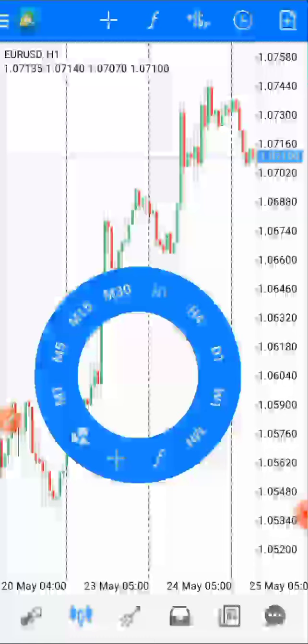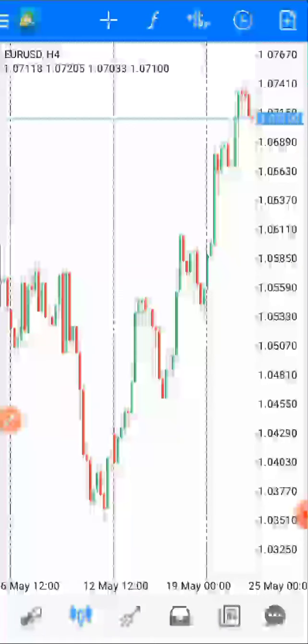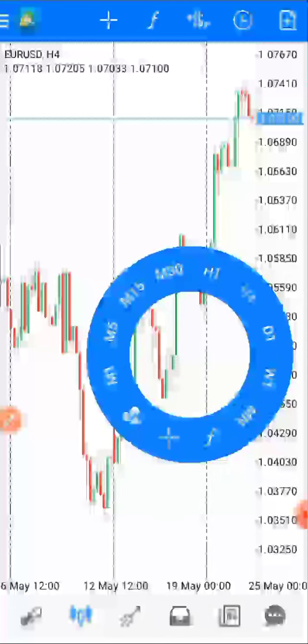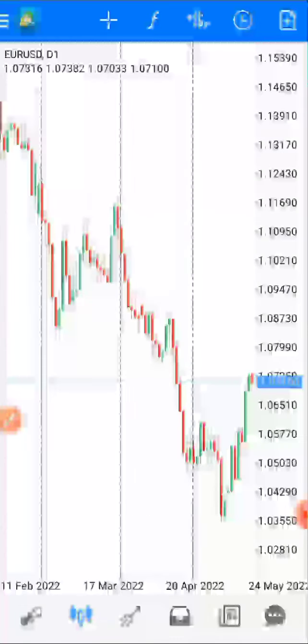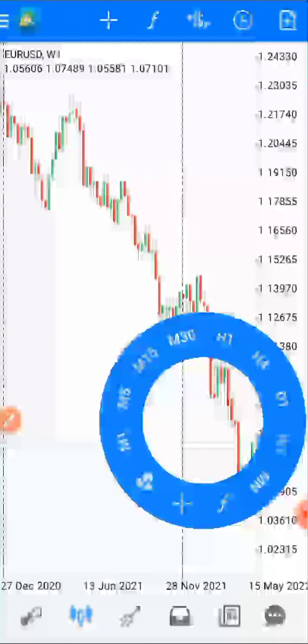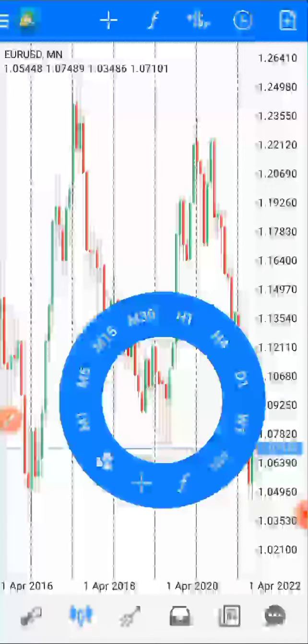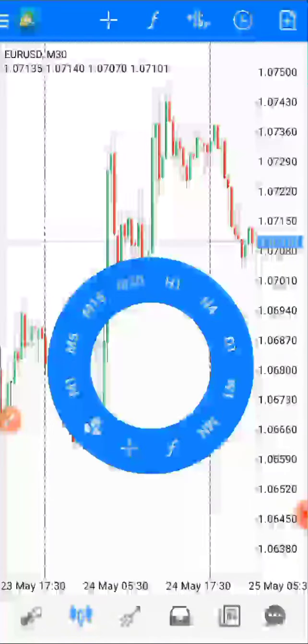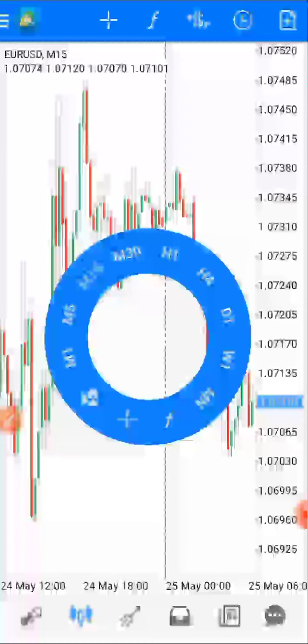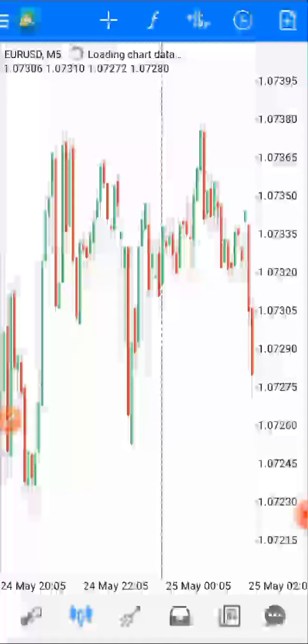So moving to 4-hour time frame, just touch H4. H4 means 4-hour time frame. You touch the screen, changing your time frame, daily time frame. This is the daily time frame. Touch the screen, weekly time frame. Touch the screen, monthly time frame. Touch the screen, 30-minute time frame. Touch the screen, 15-minute time frame. You touch the screen, this thing comes out, 5 minutes time frame. Touch the screen, 1 minute time frame.